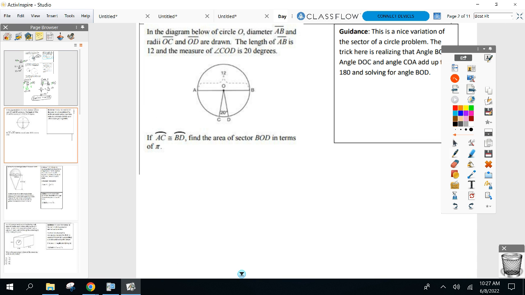Because now again, we're talking about area of a sector, BOD. What's the area of sector BOD? And they're telling you, everyone see the two arcs that are congruent, because that'll help you out too. Arc AC and arc BD are congruent. Find the area of the sector. You're up. Use your formula. See if you can fill it in.